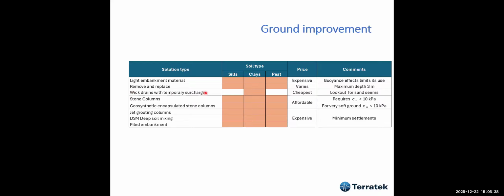Wick drains with temporary surcharge, mainly in clays. Okay, the cheapest one, but you have to look out for sand seams, and also the temporary surcharge should stay at least 6 months, so we have to allow time. Stone columns usually require an undrained strength above 10 kPa, unless you encapsulate the stone columns with geosynthetic. The price can be affordable if you have gravel on site.